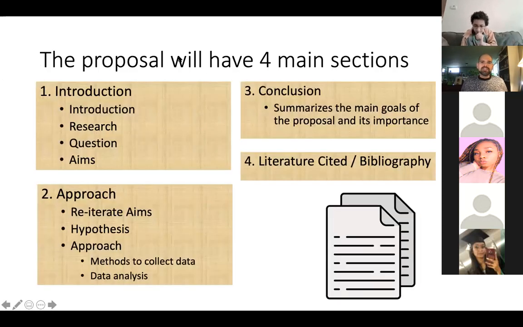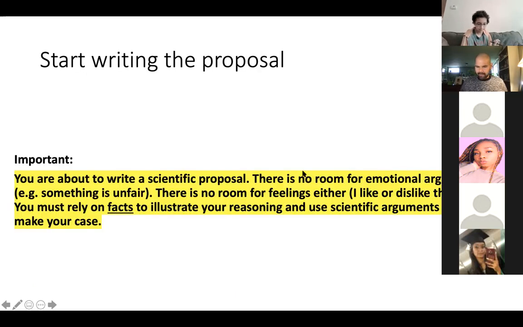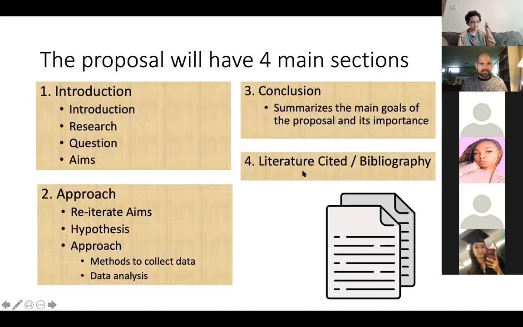All right. So the proposal will have four main sections. You're going to have an introduction, an approach section, and a conclusion. Then at the very end, you're just going to have your bibliography. Before I go there, there are different components that each part has to have, and I'm going to go into those as we move along.